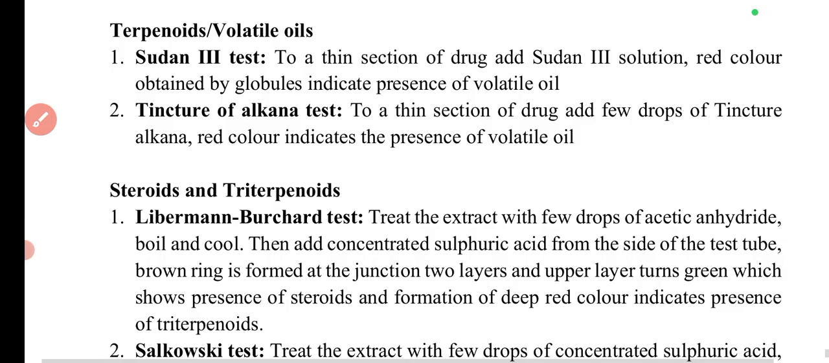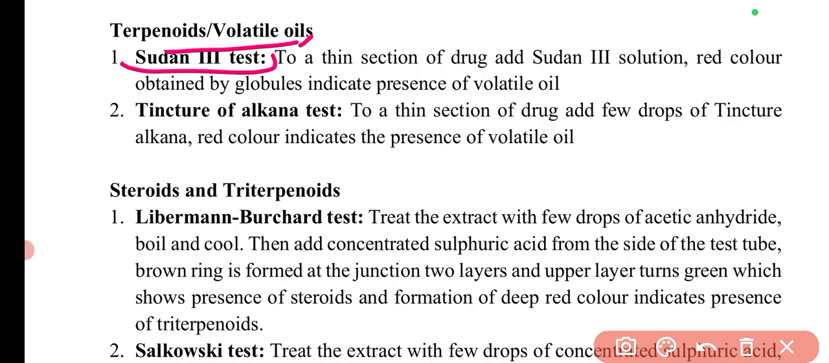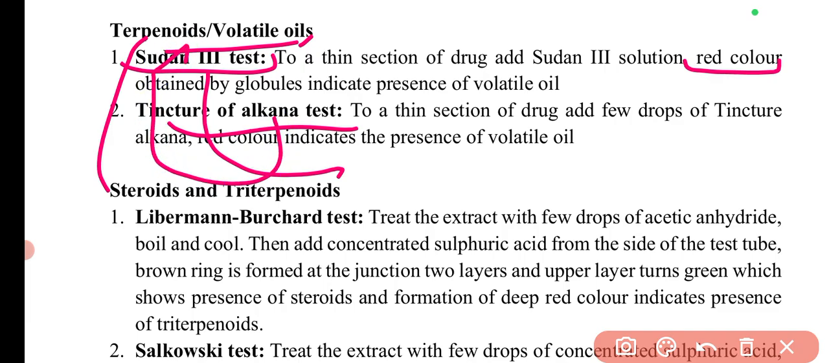Then there are a few tests for terpenoids and volatile oils. These are quite simple. Previously a question has been seen on the Sudan III test, regarding the color as well as the test name. The Sudan III test is for terpenoids or volatile oils. Then there is the tincture of alkanna test, which is also for terpenoids and volatile oils, and in both these tests a red color is obtained.